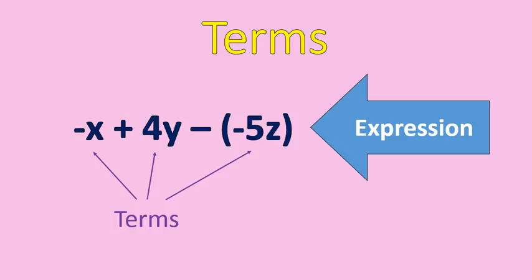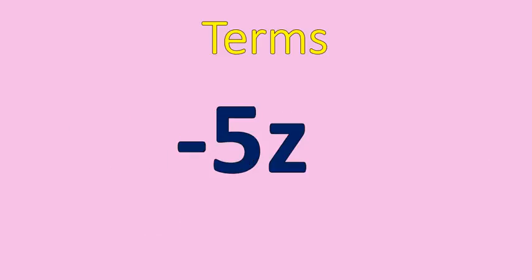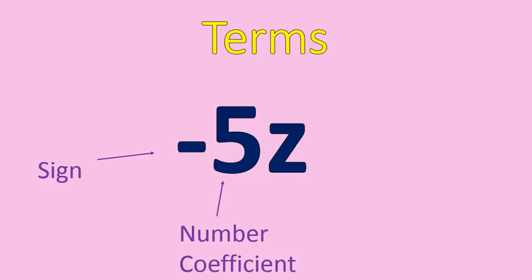And I'm going to break this down just a little bit more, just to make sure that we understand it. This is a term, negative 5z. The reason I picked this one is because it has a sign, a negative sign. It has a number, which is called the coefficient, and it has a variable, which is the letter at the end. It has the three parts that can make up a term: a sign, a number, and a letter, or the sign, the coefficient, and the variable.